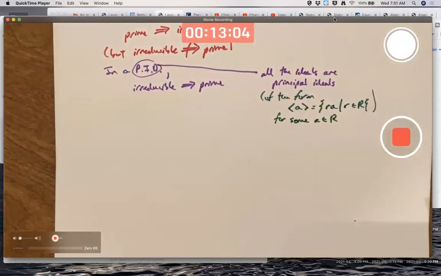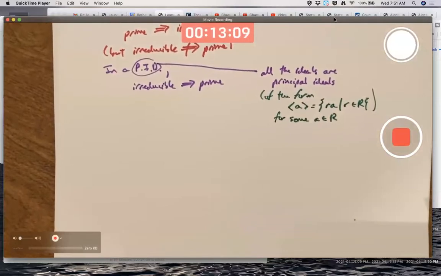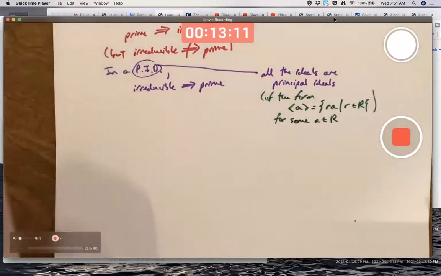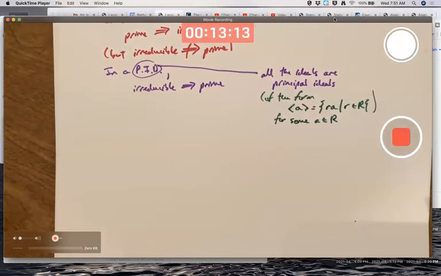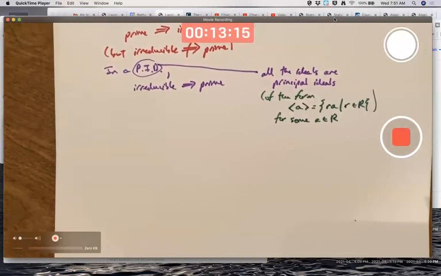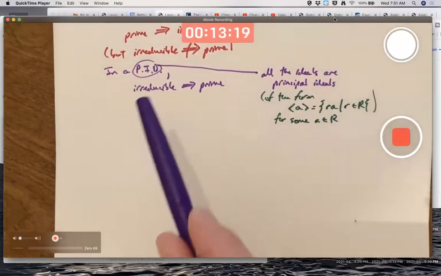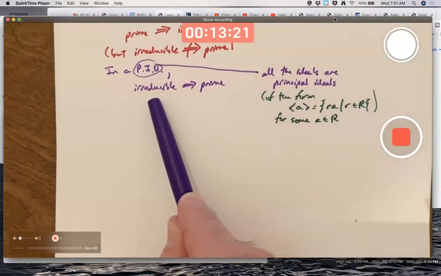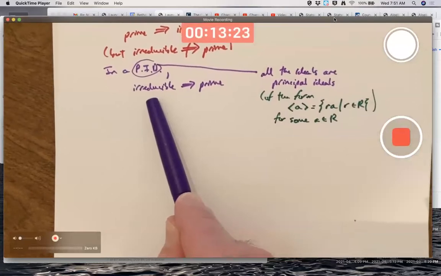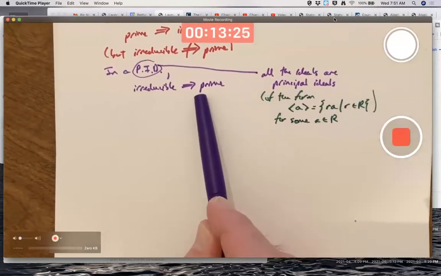Every ideal is of that form. That's a principal ideal domain. So when that's true, then irreducibility implies prime. When you've got only trivial factorizations, it implies the analog of Euclid's lemma.